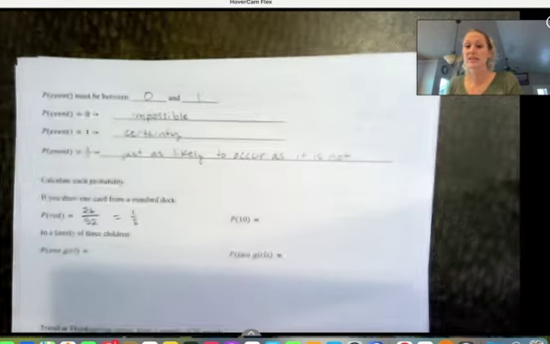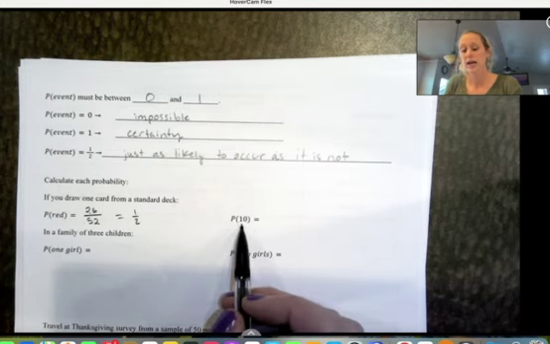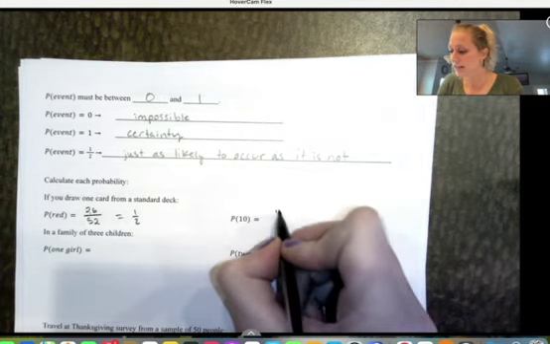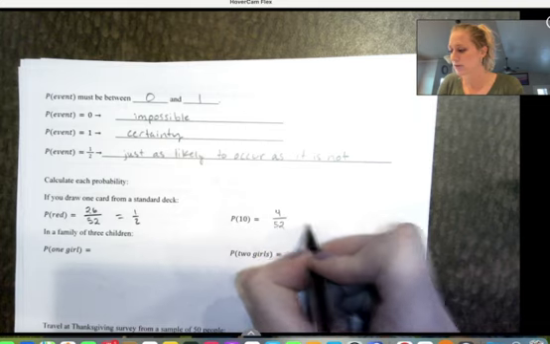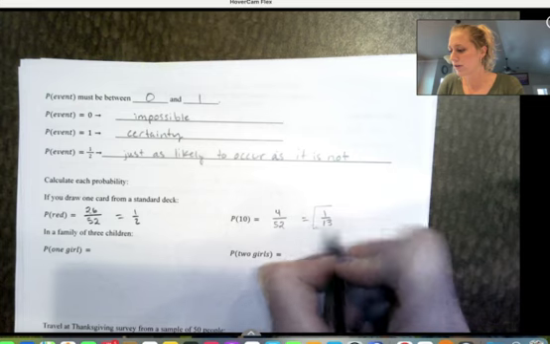Okay, probability of getting a 10, drawing a 10. So in each suit, right, there's numbers 2 through 10, Jack, Queen, King, Ace. So in each suit, I have a 10. So there are 4 10s out of the 52 cards. And again, if I reduce that probability, it is 1/13.